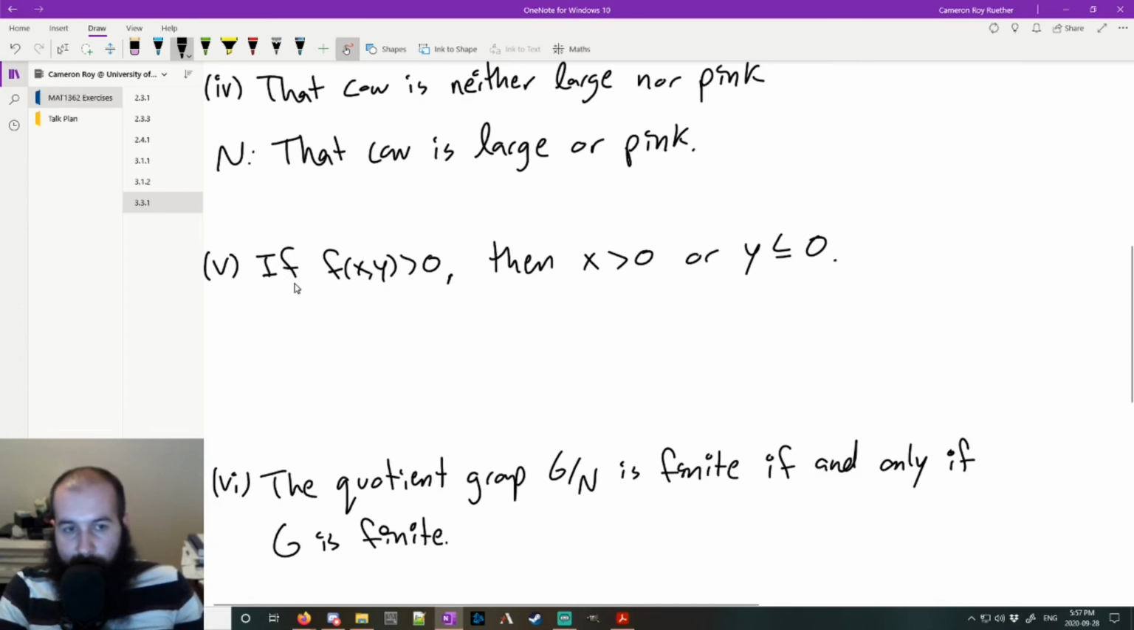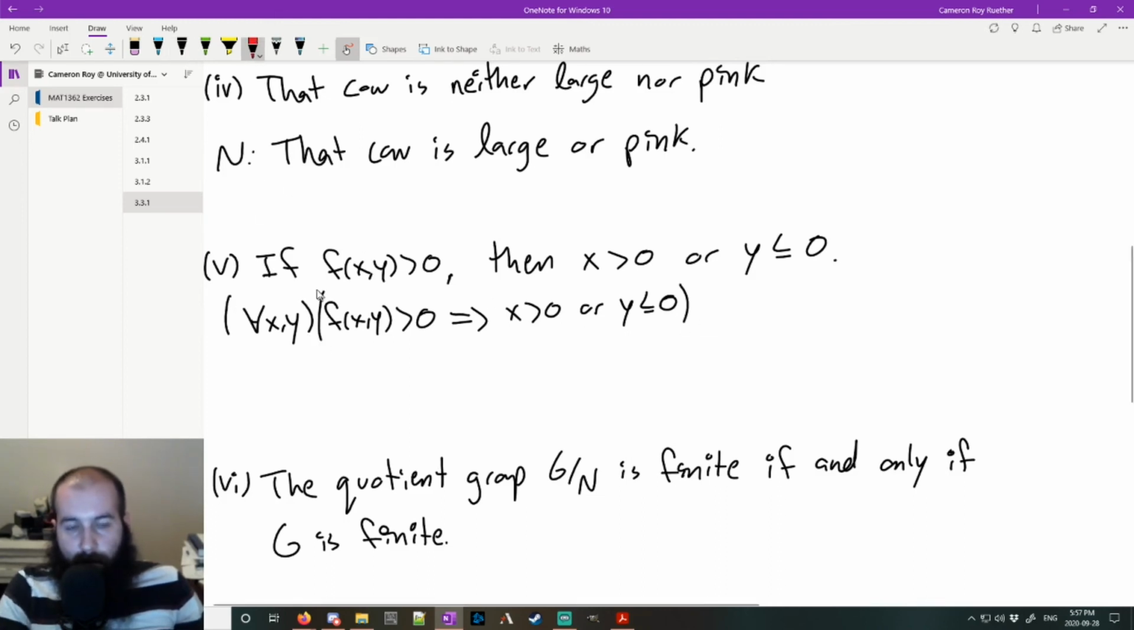Here we have an if statement. If f of xy is greater than 0, then x is greater than 0 or y is less than or equal to 0. There are variables here, and so this is understood as a for all statement. So this is equivalent to for all xy, if f of xy is greater than 0 implies the conclusion, x is greater than 0 or y is less than or equal to 0.